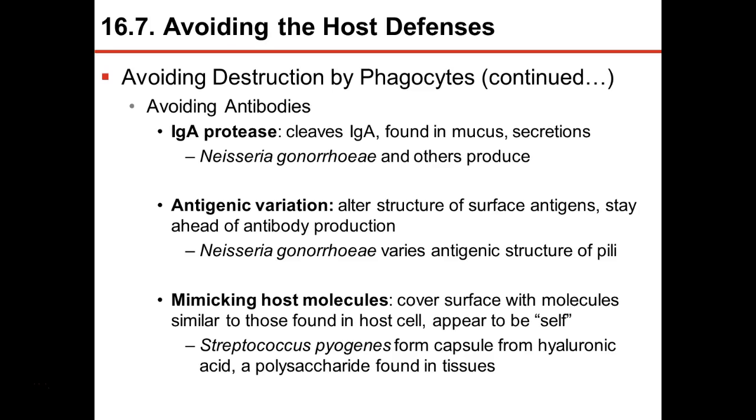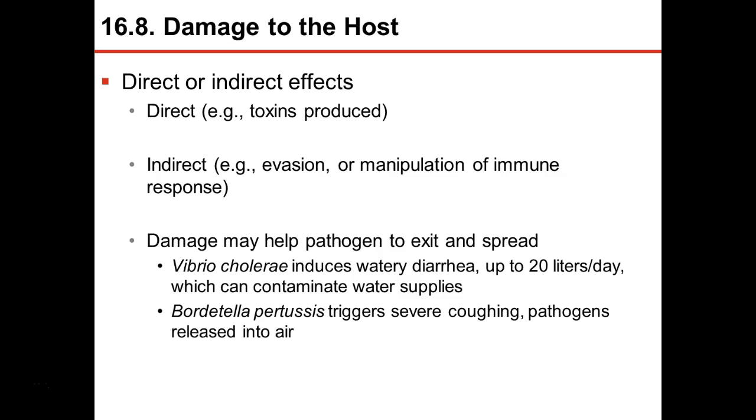And Streptococcus pyogenes is pretty good at this with its capsule that contains hyaluronic acid, which is actually found in our own tissues. At this point, the actual outside surface of Streptococcus looks a lot like self, and therefore our immune system sometimes will avoid it to keep from producing an antibody response against something it assumes is self. Now, when we look at the damage to the host, it can be direct or indirect effects.